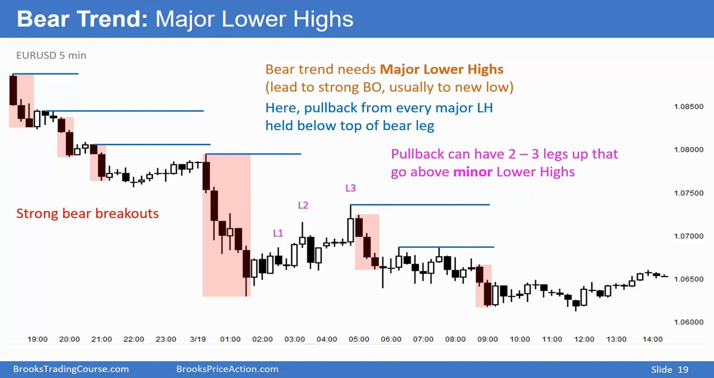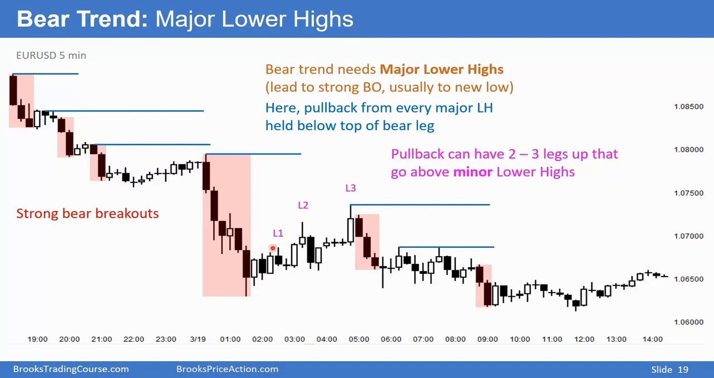Pullback sometimes can have 2, 3, 4 legs. So we've got 1 leg, a low 1, low 2, and then a low 3. So this is a low 3 and a lower high in a bear trend. So you can call it a wedge bear flag, you can call it a wedge lower high, but it's a major lower high.